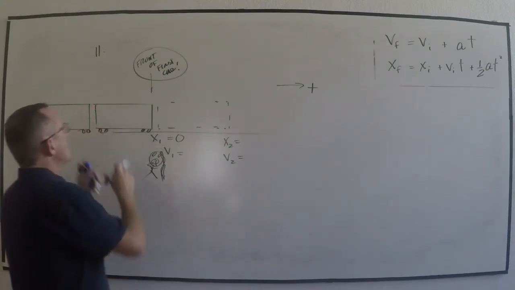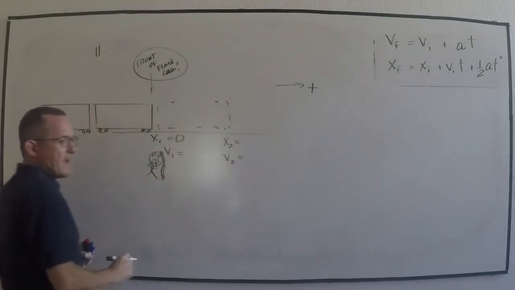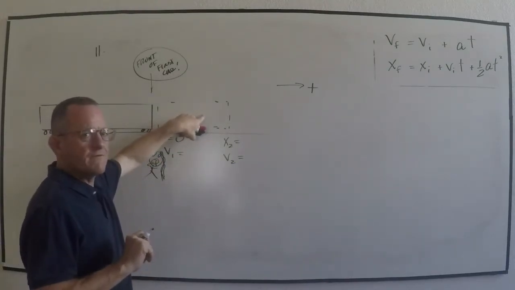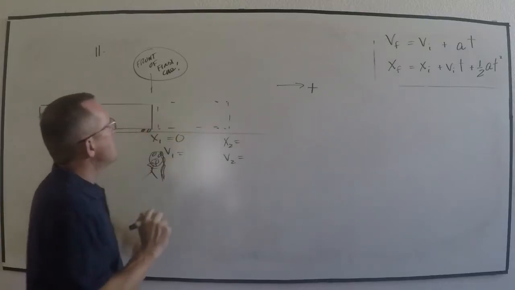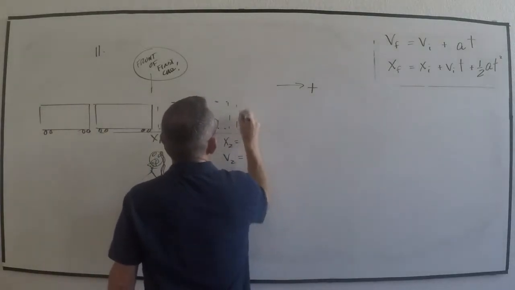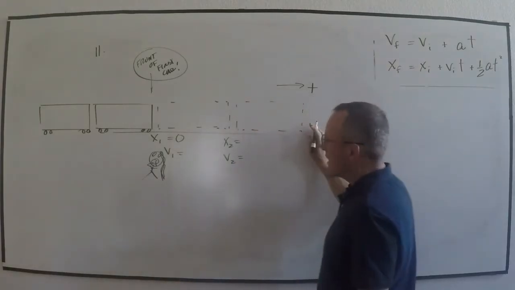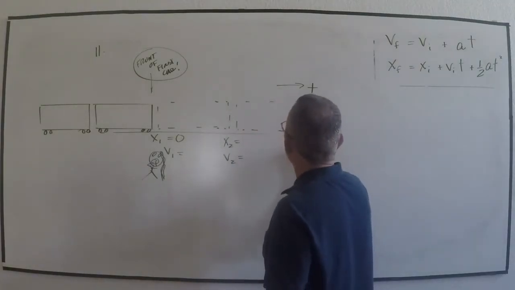Then they tell you how long it takes the second car to pass. We're not interested really in the second car. We want to know about the first car. So in the next time, the front of the first car is now out here.